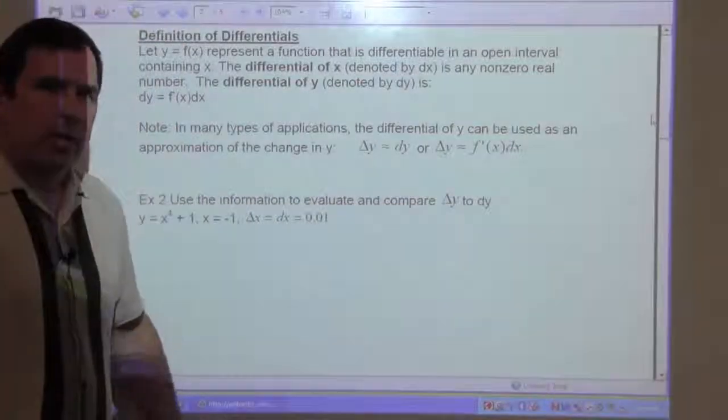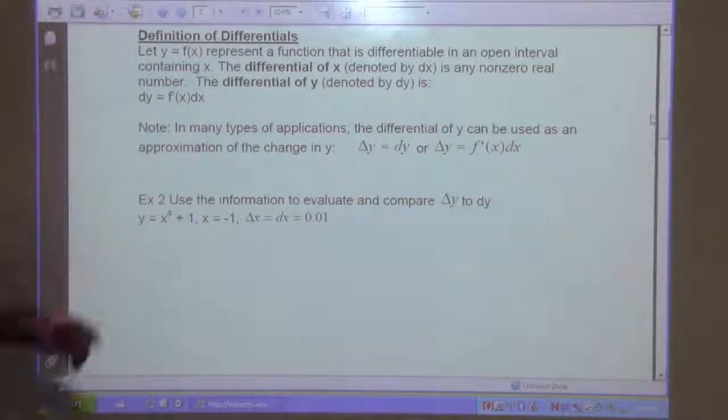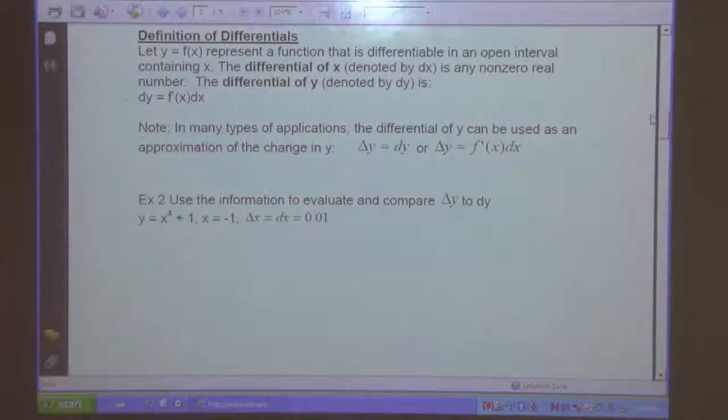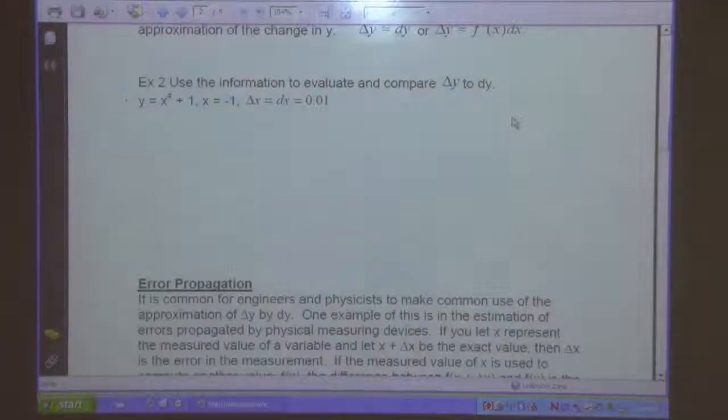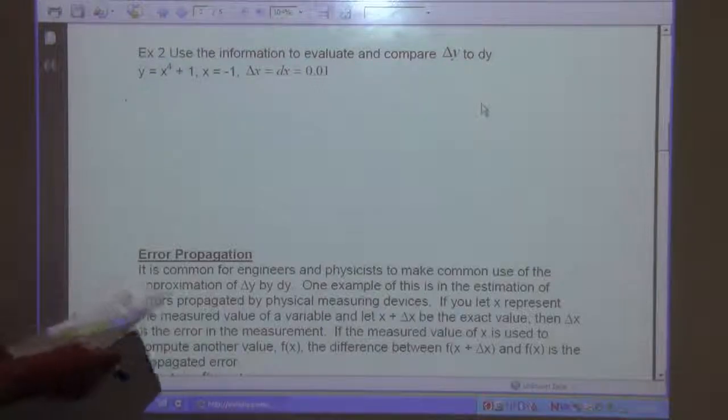Delta y is really related to our delta x. So use the information to evaluate and compare delta y to dy. Here we have y equals x to the fourth.